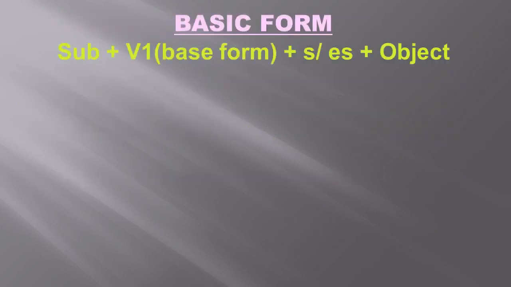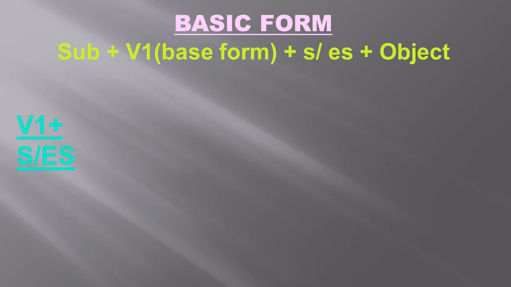Now the basic form of present indefinite tense is subject plus first form of the verb plus s or es plus object. Now the question arises: where do we have to use the verb first form alone and where do we have to use verb first form plus s or es?